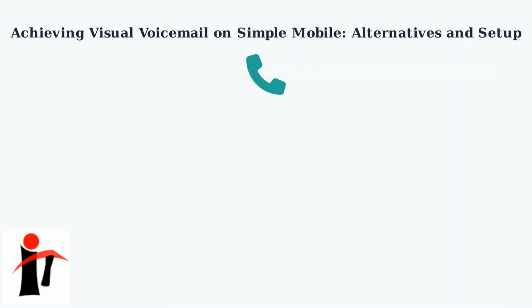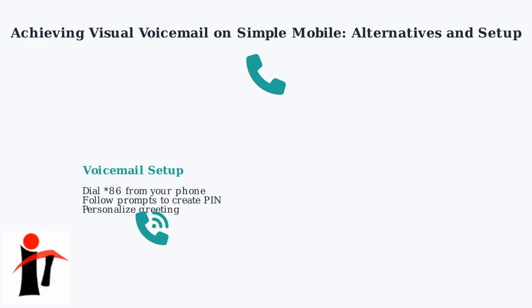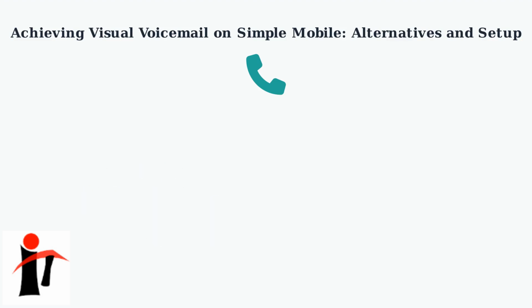On Android, go to Settings, then Call, then Voicemail, Advanced, and Service. If you haven't already set up voicemail, dial *86 from your Simple Mobile phone and follow the prompts to create a PIN and personalize your greeting.